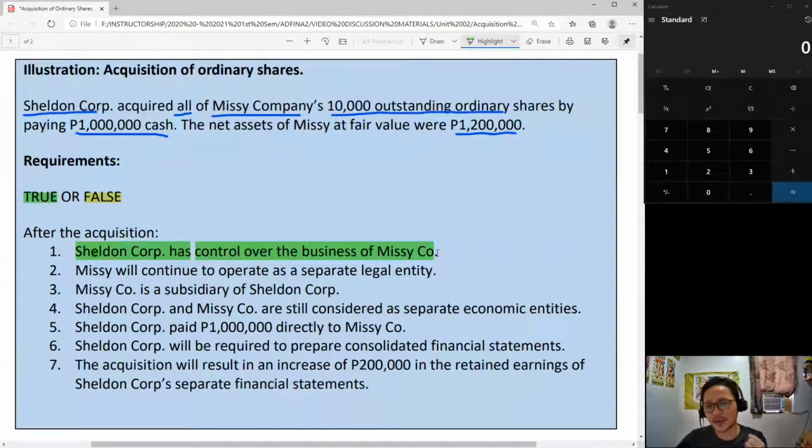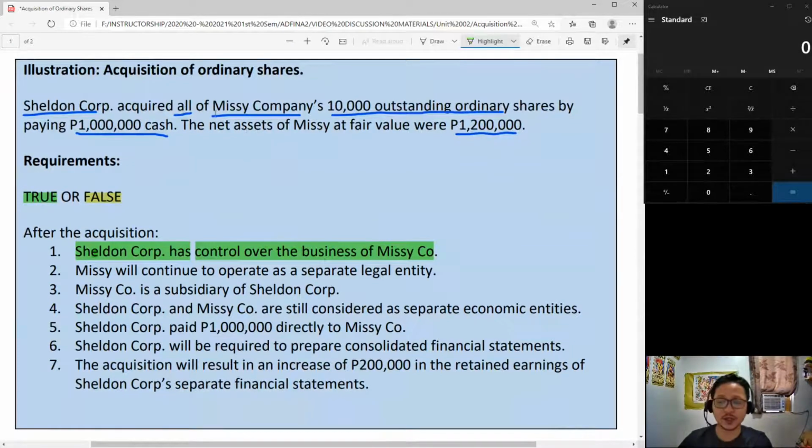So here, Sheldon has control over the business of Missy Company because basically, if you are a majority shareholder, you get to decide everything that concerns ownership. Like for example, the election of your board of directors, the decision whether to close down a business, the decision to expand. They are done in a shareholders meeting. And if you have control over who sits in the board of directors, you also have control over who is appointed into management. And basically, management will control the operations of the company. So Sheldon now controls the business of Missy. So, the first question, that's true.